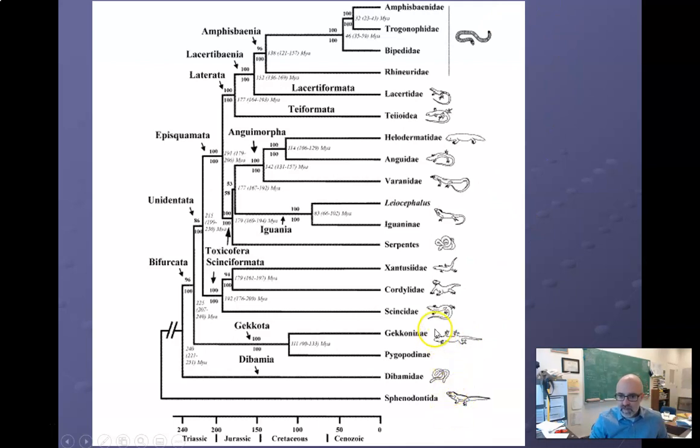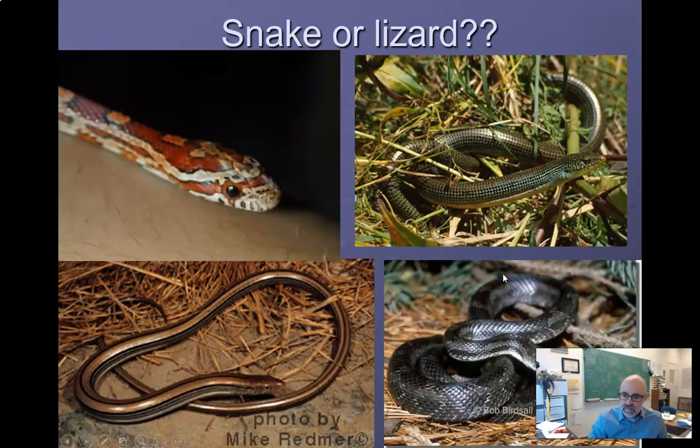And venom is found in a lot of these lineages. There are venomous serpents, of course. There are venomous varanid lizards. The Gila monsters are venomous. So venom pops up in multiple places in this phylogeny.